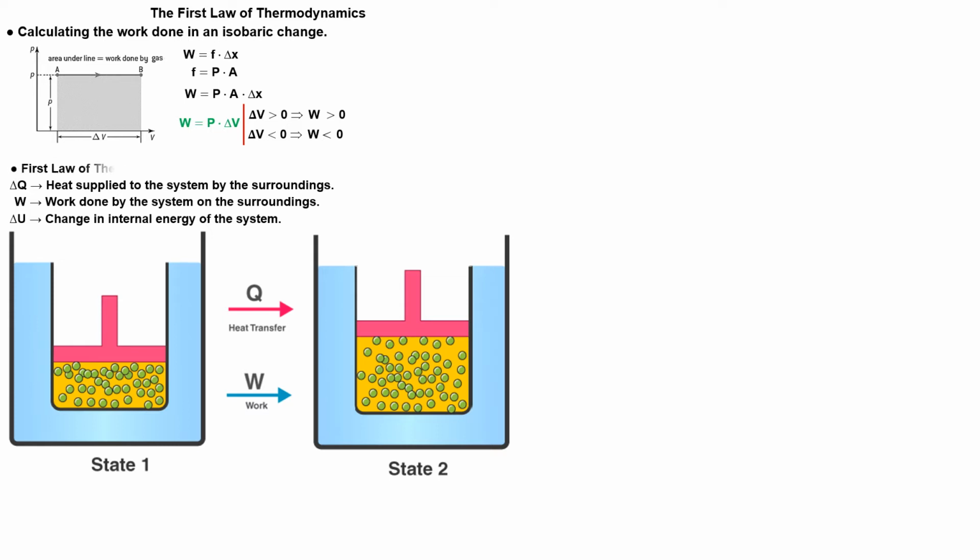The first law of thermodynamics states that the change in internal energy of a system equals the net heat transfer into the system minus the net work done by the system. Pay attention to the following exercise.